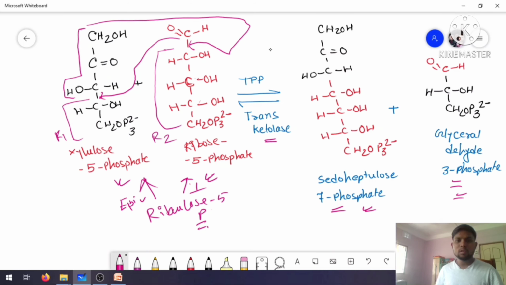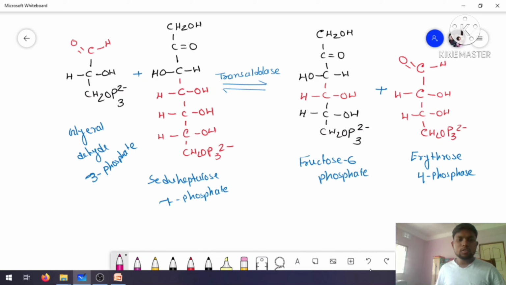See CH2, C double bond to COH. You can see with the colors that I have arranged, so you can detect easily how they have rearranged the carbons. Now these two, pseudoheptulase 7-phosphate and glyceraldehyde 3-phosphate, will rearrange and give rise to another sugar. Let's learn this reaction.